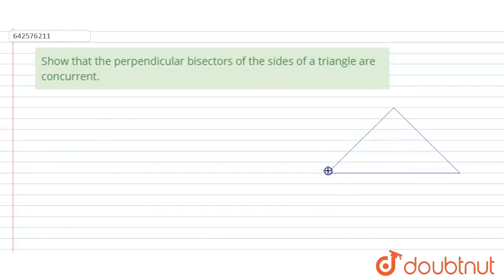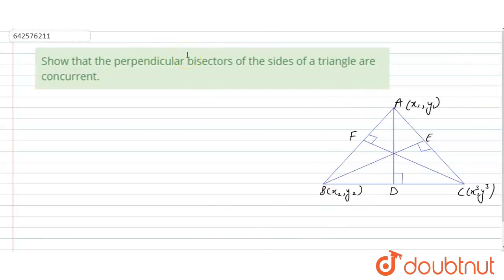starting the question, let me make a triangle by which you can understand the question and we can solve the answer. So now let ABC be a triangle with vertices A(x1, y1), B(x2, y2) and C(x3, y3). Let D, E and F be the midpoints of the sides BC, CA and AB respectively.